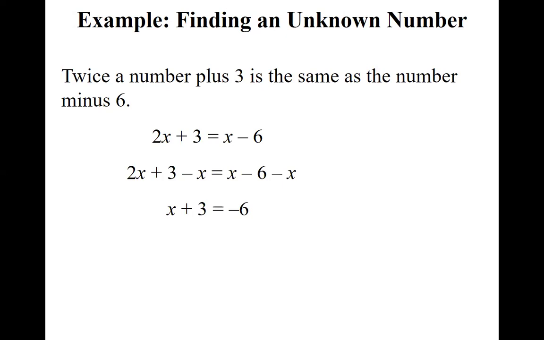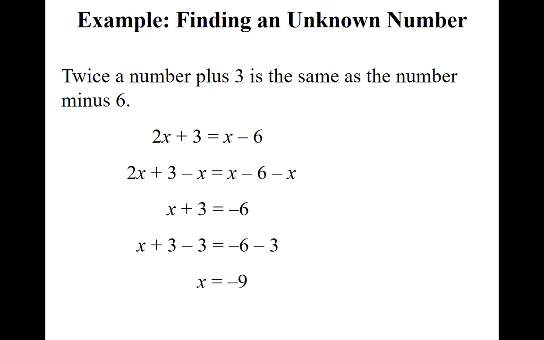Now to get that x by itself, we need to undo adding 3. We do that with its opposite, subtracting 3. Minus 3 on the left, minus 3 on the right. Negative 6 minus 3 is negative 9. So x equals negative 9.